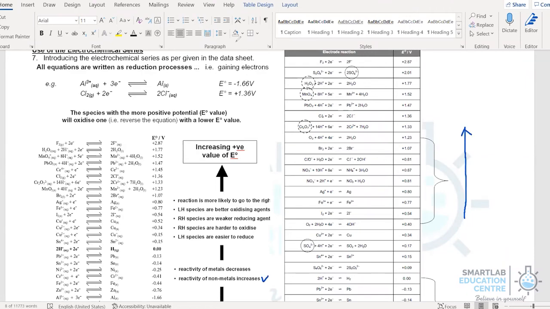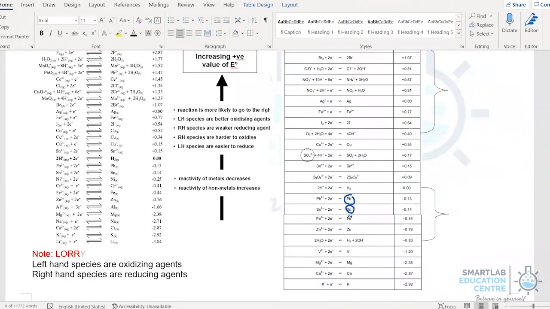Let's take a look at metals. In the case of metals, all the metals are right-hand species. They are all reducing agents. And in this case, the more negative the metal, the stronger its reducing power. Therefore, based on the table given in page 4b in the data booklet, potassium would be the most reactive and silver would be the least reactive. So going up the table, reactivity of metals decreases.